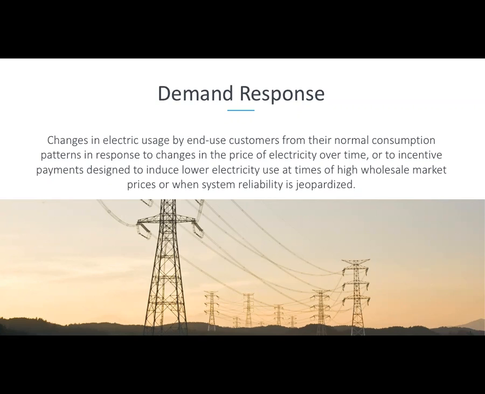Demand response, or DR, is the change in electric usage by end-use customers from their normal consumption patterns in response to changes in the price of electricity over time. It can also be incentive payments designed to induce lower electricity use at times of high wholesale market prices or when system reliability is jeopardized. Either way, demand response reduces the instantaneous rate of consumption when an event is called.